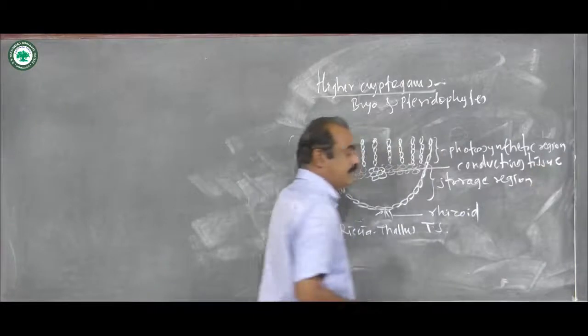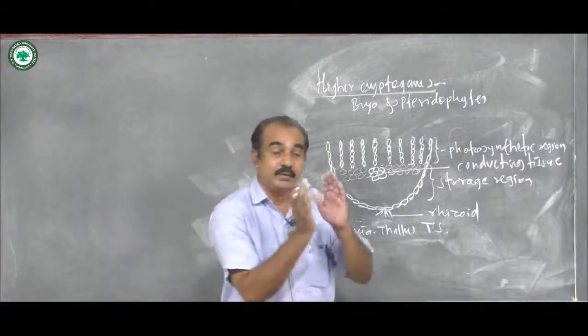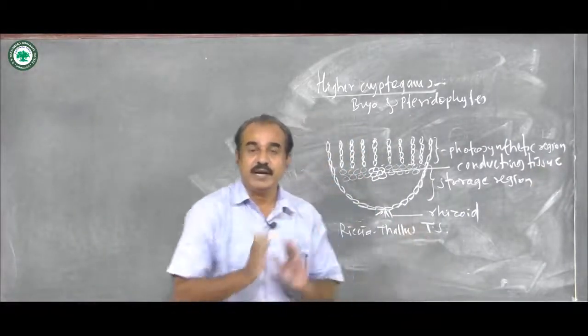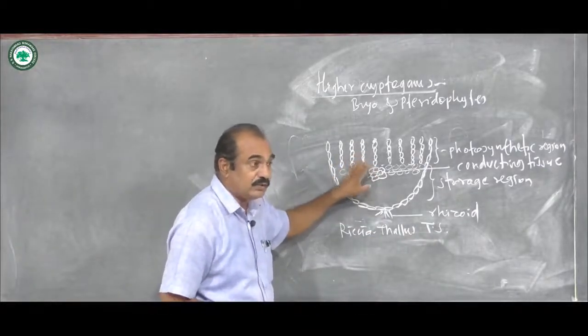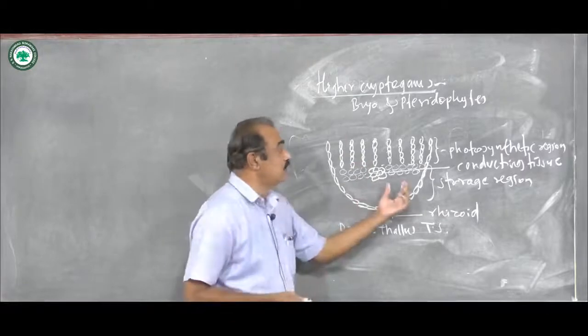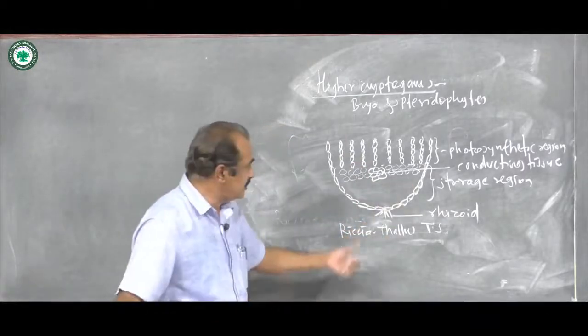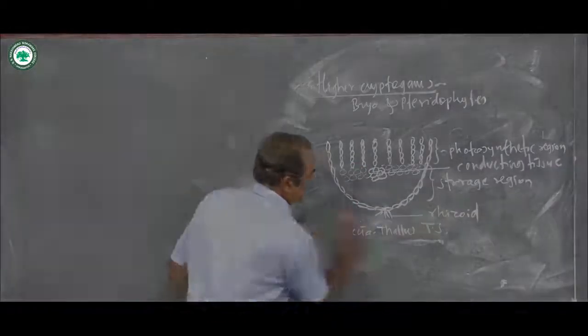It is very, very simple. There is no differentiation between the xylem and phloem. All the cells are identical. All the cells are the same. They are only thick walled as compared to the storage region cells. So this is in the Riccia thallus.